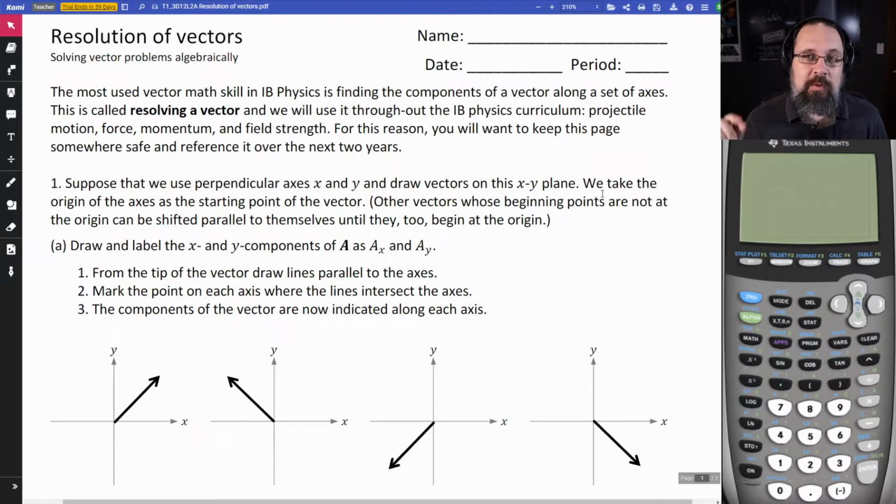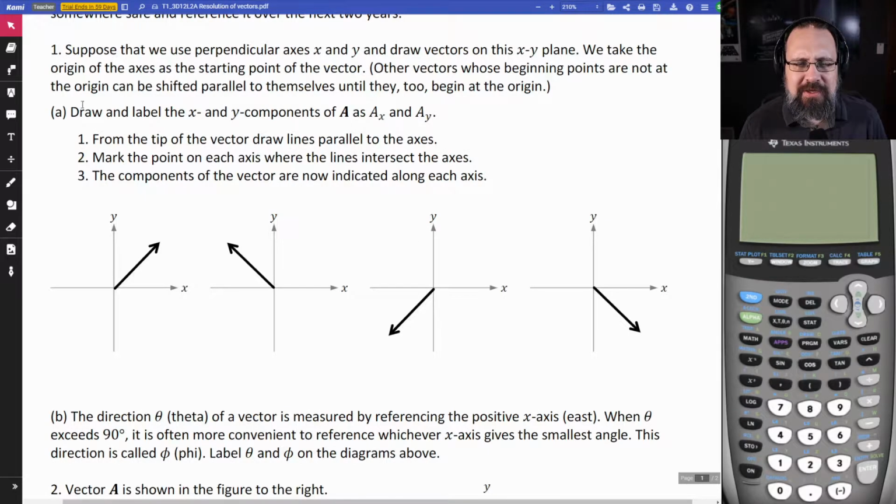For this reason, you're going to want to keep this video and this paper that we're going to be working on somewhere safe, maybe bookmarked or filed away somewhere where you can reference it over the next 2 years. So let's look at question 1.